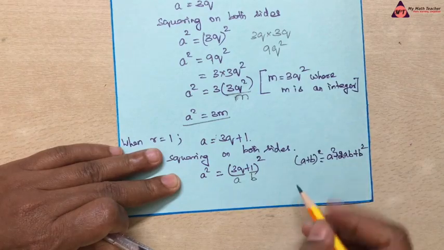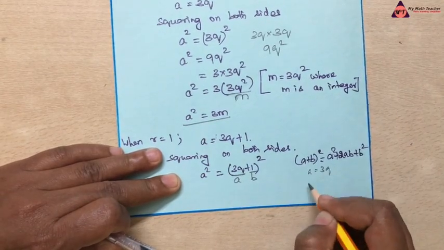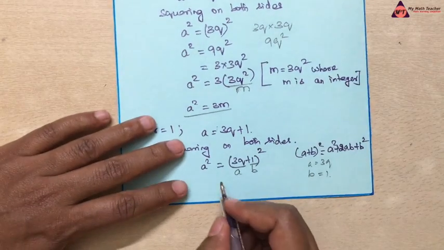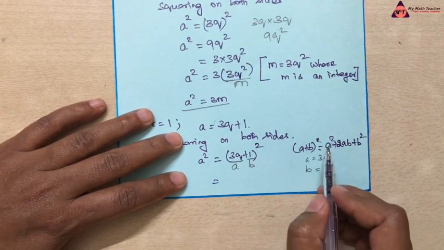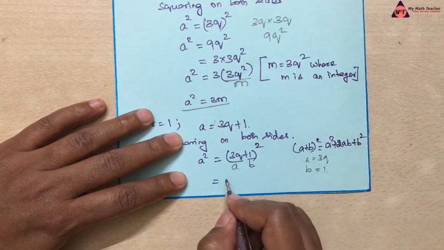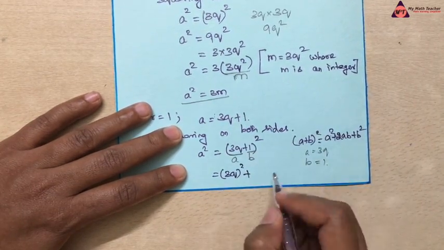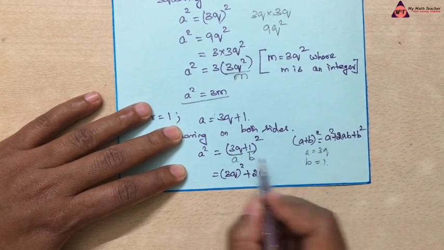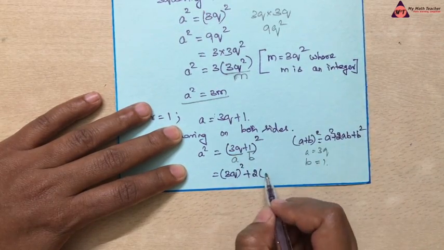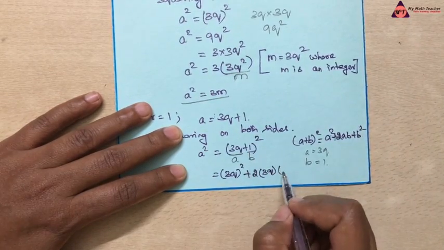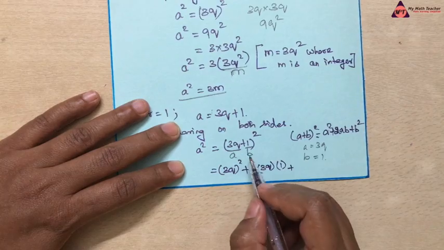We can apply. Now a value is 3q, b value is 1. Now apply it in this formula. What is the formula? A square. A is 3q, so square it, 3q square plus 2ab. 2 into, what is a? A is 3q. Okay. Into b. What is b value? 1 plus, what is b square?